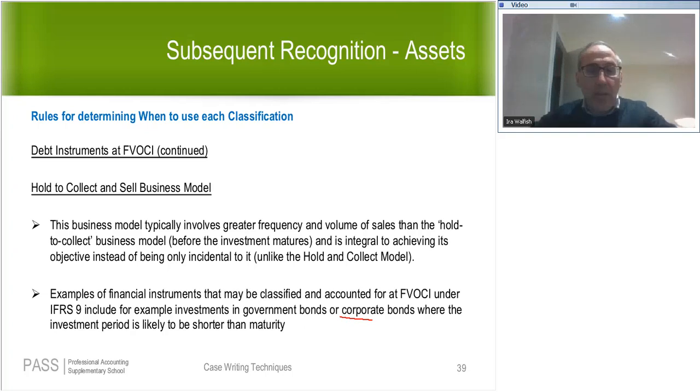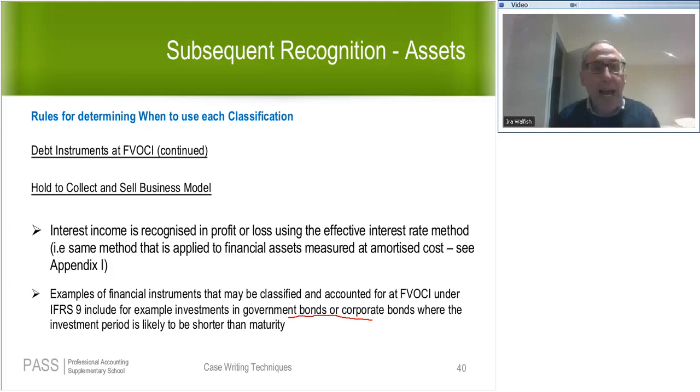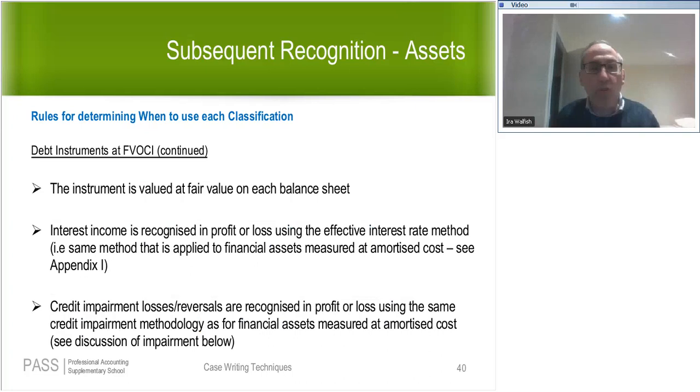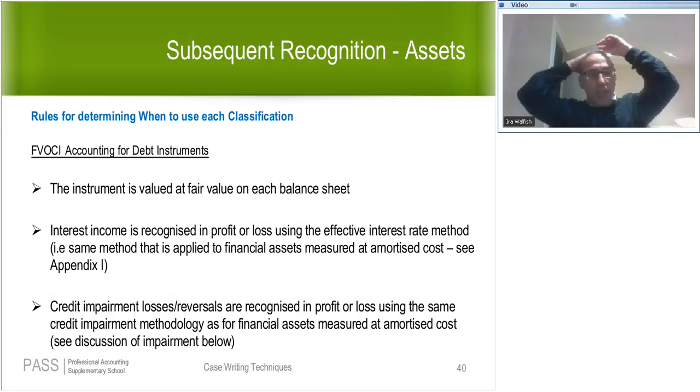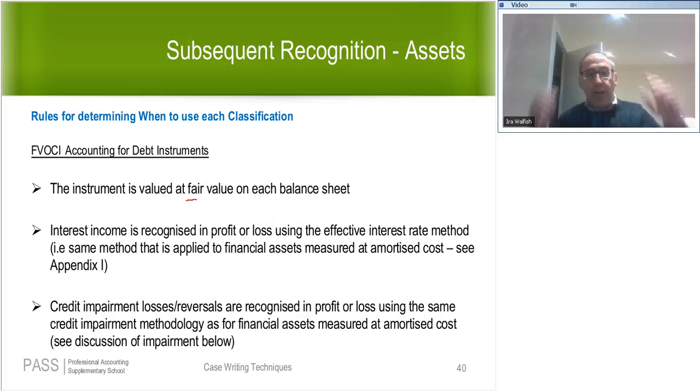Now, how does FVOCI accounting work for a debt instrument? The instrument is valued at fair value on each balance sheet date. So every balance sheet, let's say I'm a public company and I'm doing quarterly financial statements, at the end of every quarter I revalue the bond at fair value. Any interest income would go through my P&L, and I would use the effective interest method. That's the same method that's applied to financial assets measured at amortized cost. So again, if you don't remember this method, you can look at Appendix 1.